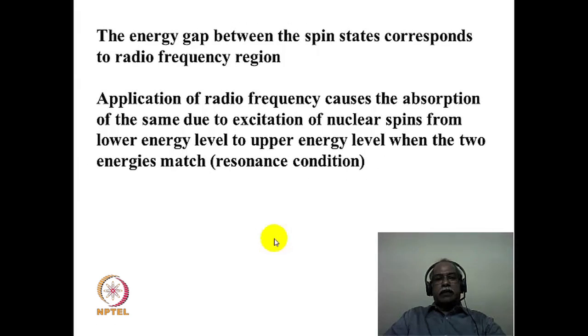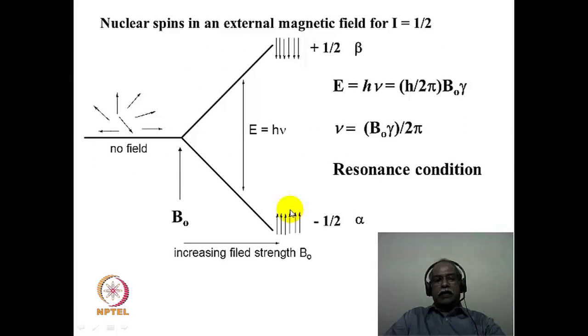As I mentioned earlier, the energy gap between the spin states corresponds to the radio frequency region. So, application of radio frequency essentially causes the absorption of the same due to the excitation of the nuclear spins from the lower energy level to the upper energy level when the two energies match. In other words, the energy which is applied and the energy gap of the two spin states match, and this is what is known as the resonance condition. And this resonance condition essentially is when the frequency matches the energy gap, the absorption of the energy takes place, and the spins which are in the lower spin state get excited to the higher spin state.